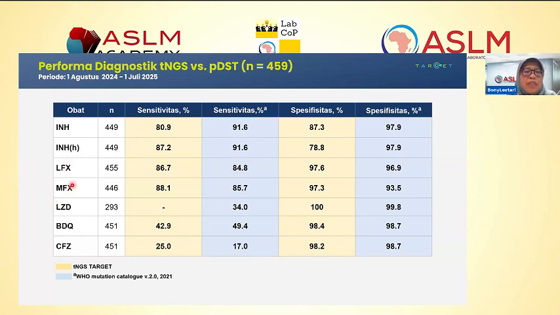But for levofloxacin and moxifloxacin, I think we can say we have comparable results with WHO. So blue indicates the WHO standard for sensitivity and yellow is our result. So I think our result is comparable with the WHO standard. We don't find any resistance for linezolid, so that's why our specificity is 100%. But for bedaquiline and clofazimine, it's also comparable. So I think it's good. The concordance of tNGS with phenotypic DST so far is like 89%.